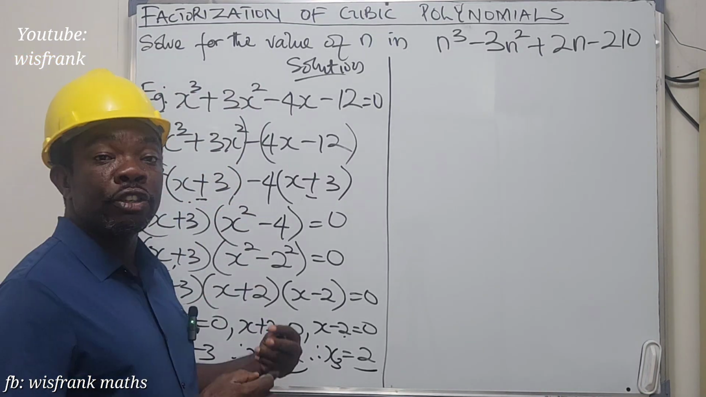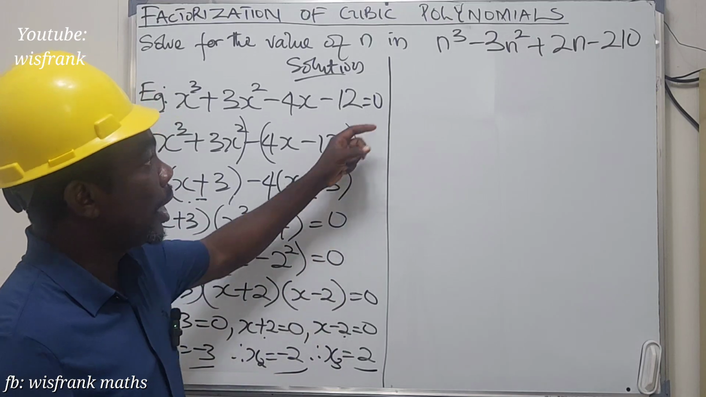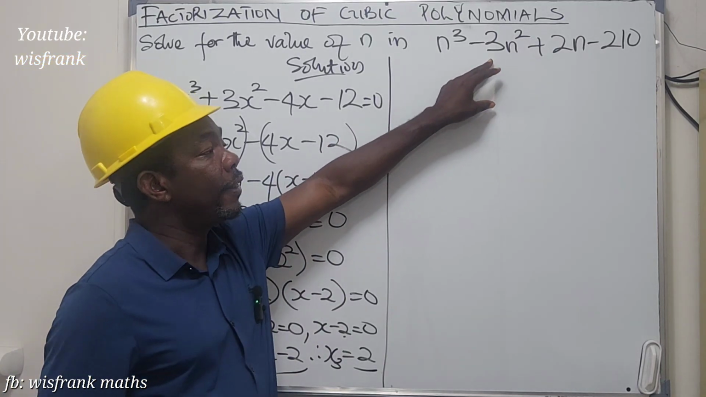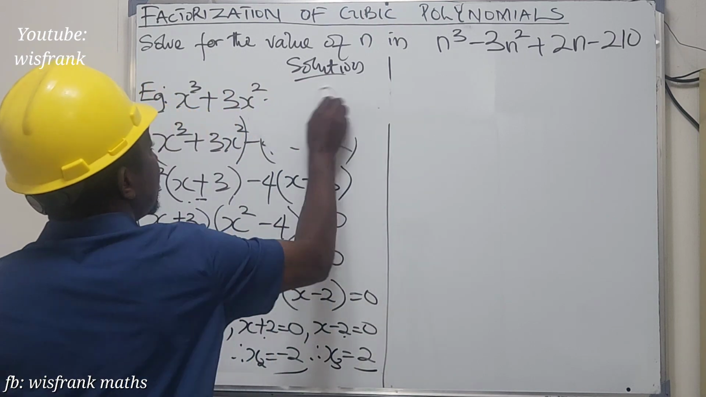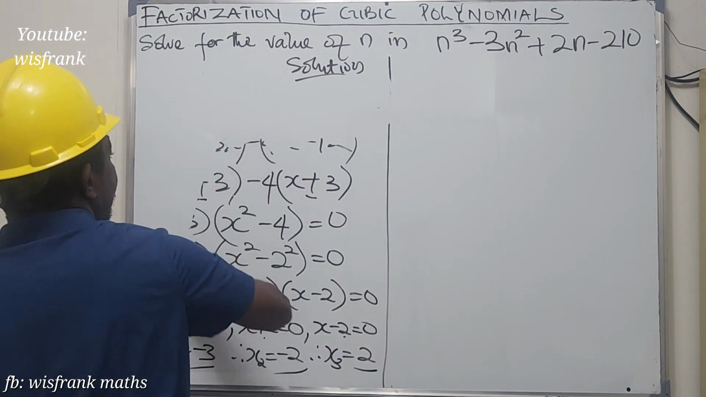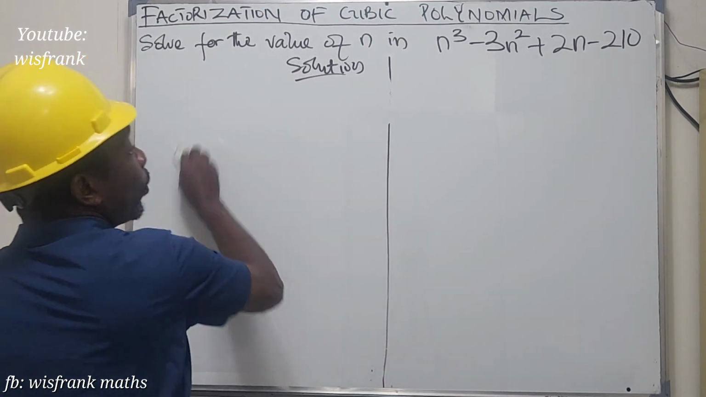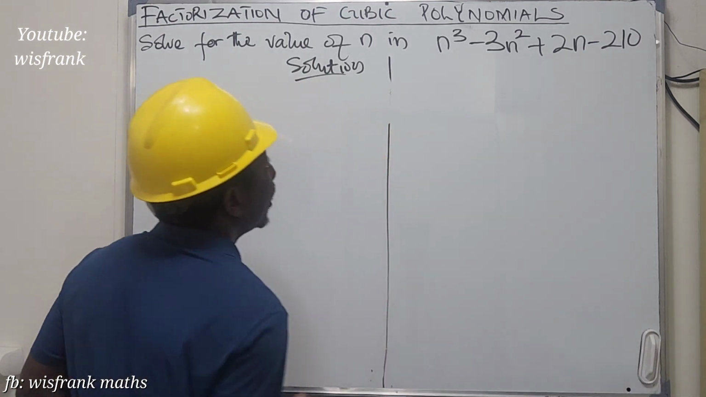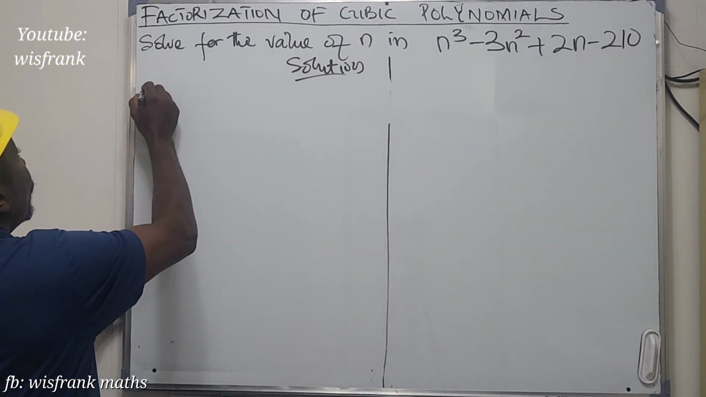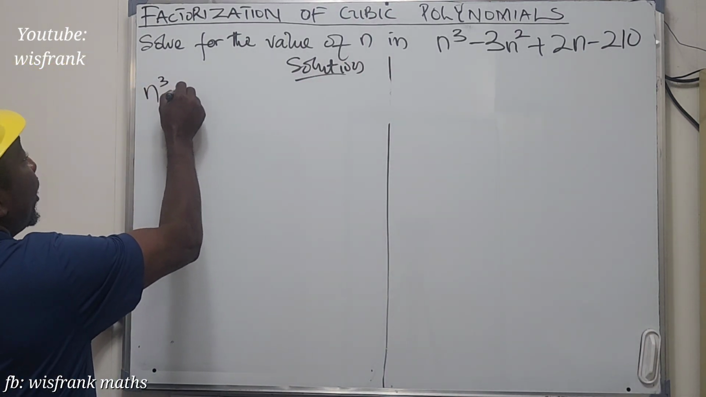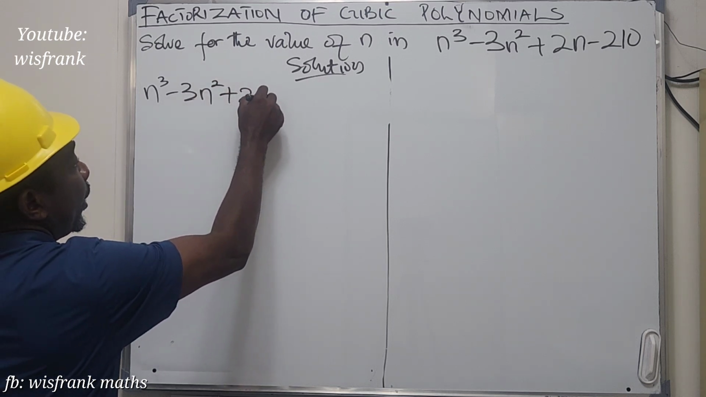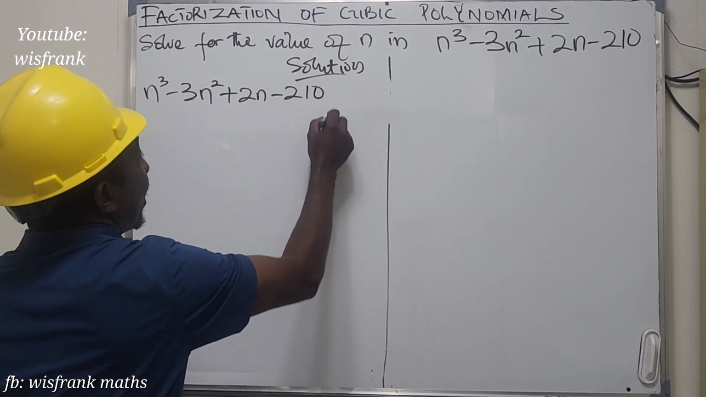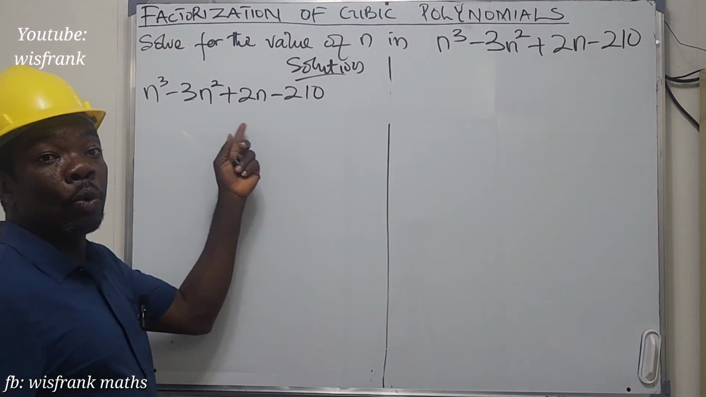So we are going to check another method for us to see how we can solve this given question. We need to clean this up to see whether this method will work. From our question, we are given n to the power of 3 minus 3n to the power of 2 plus 2n minus 210. So this is what we have.